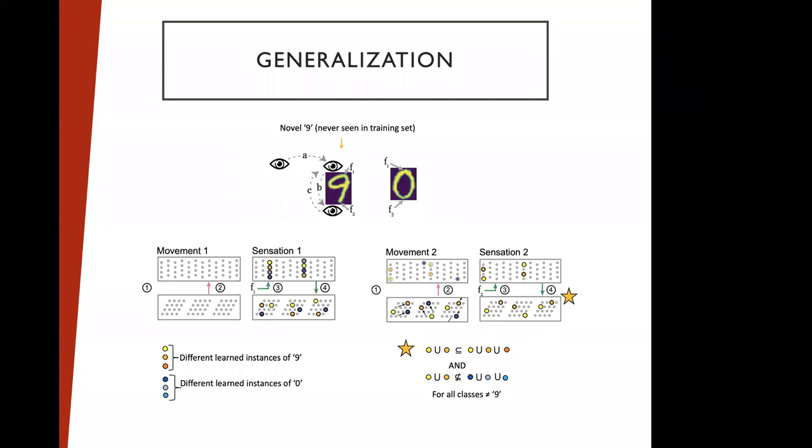Quick question. How many scales of the grid cells did you find that you needed?